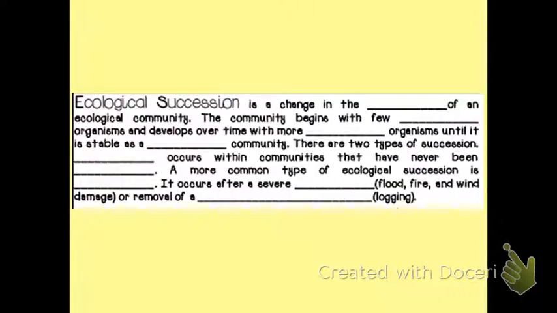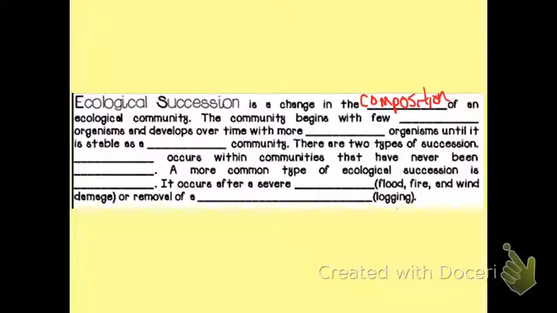Right, so ecological succession is the change in the makeup or composition of an ecological community. All right, so this means that this is changing. All communities change over time. Our environment is changing over time, right? It's able to recover from natural disasters. That is what we're talking about when we're talking about ecological succession, is how environments change.